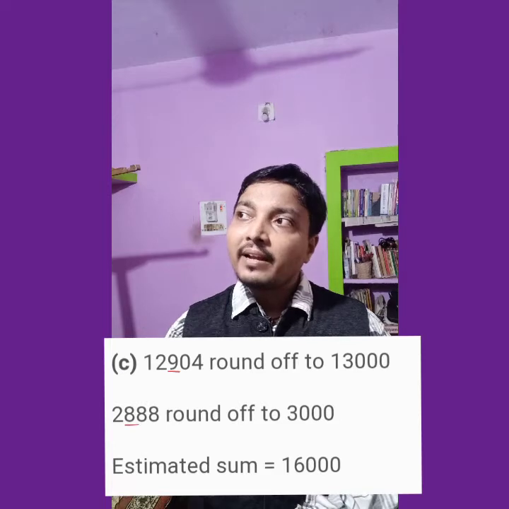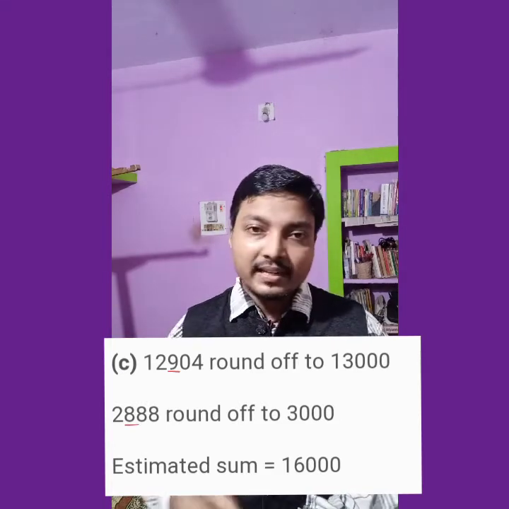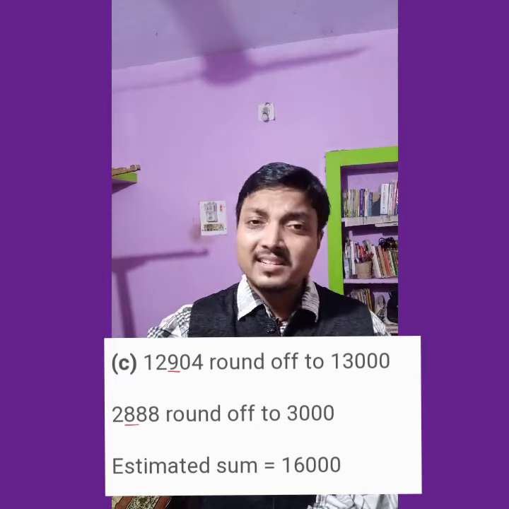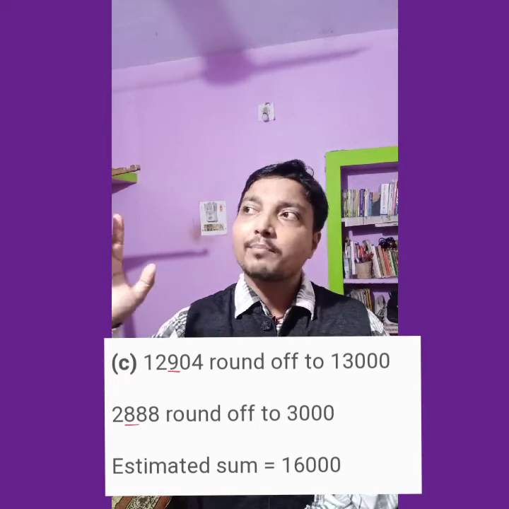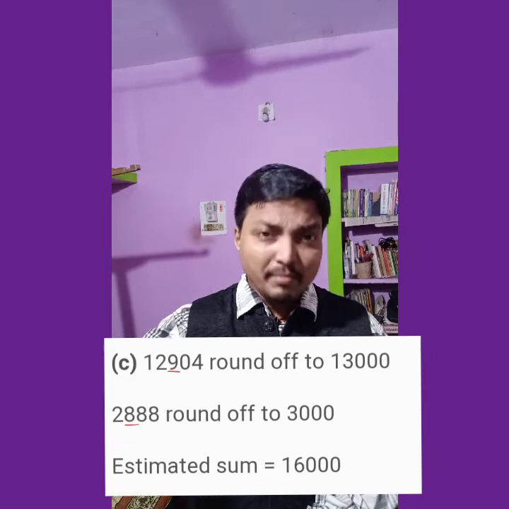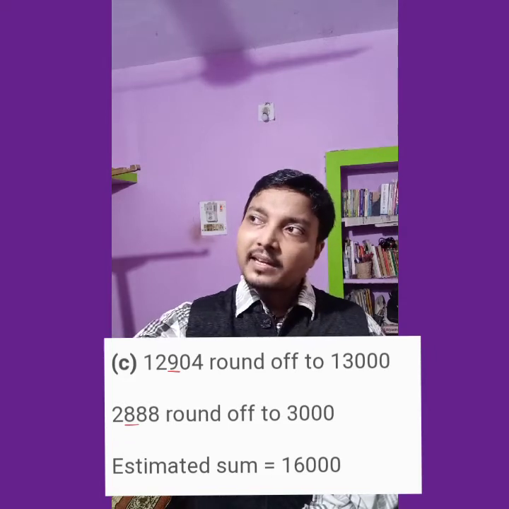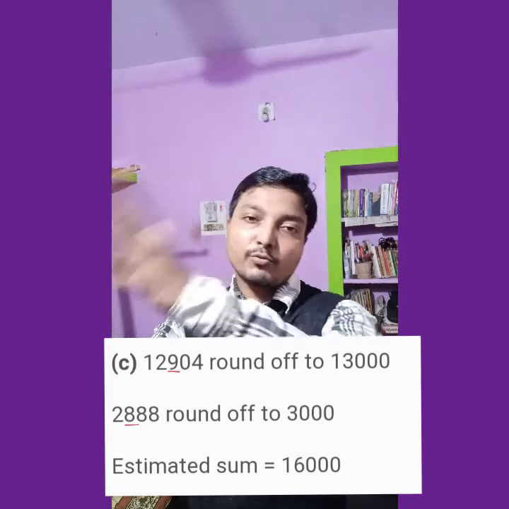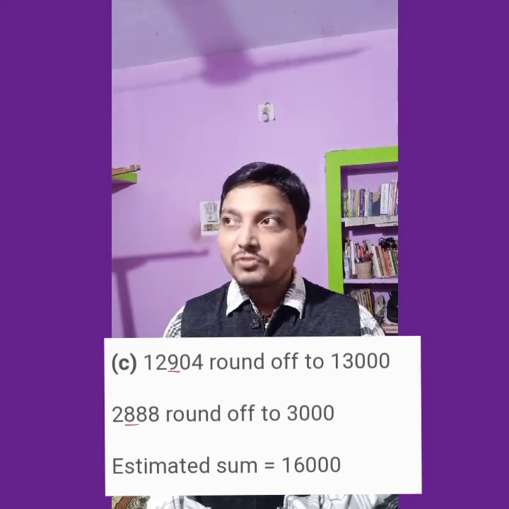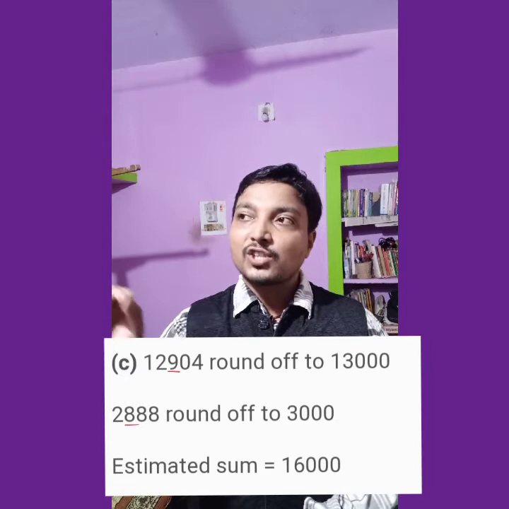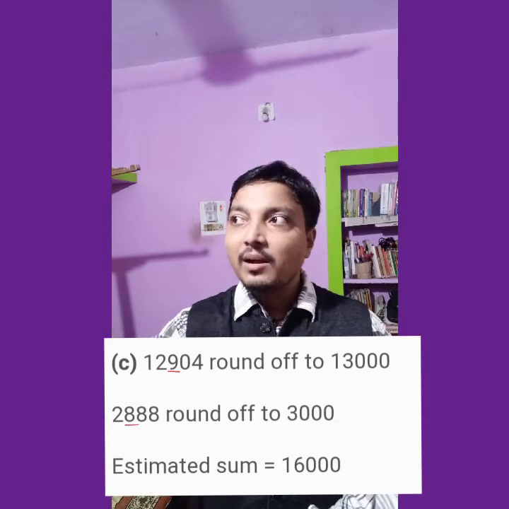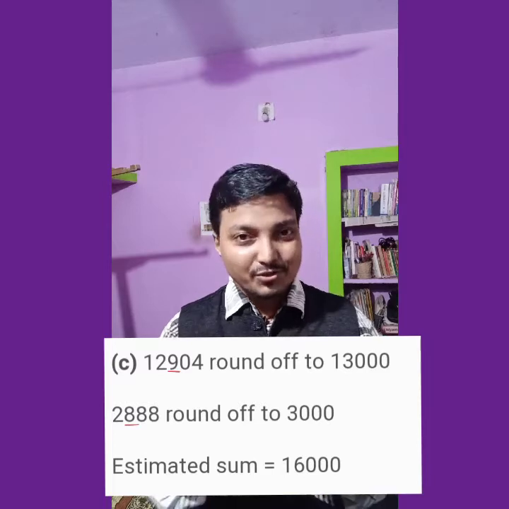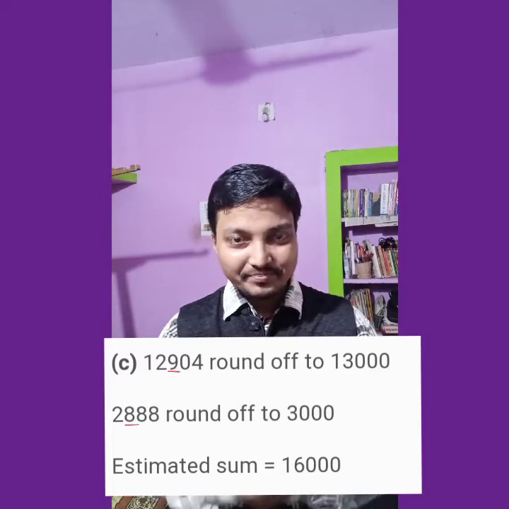Thereafter, 2888 is rounded off to the nearest 1000. Nearest 1000 means we need to check the hundreds place digit, which here is 8. 8 is 5 or more than 5, so the previous digit 2 should be replaced by its next, 3. So the estimated sum is 13,000 plus 3,000, which is equal to 16,000. Understood or not understood? Everyone clear?